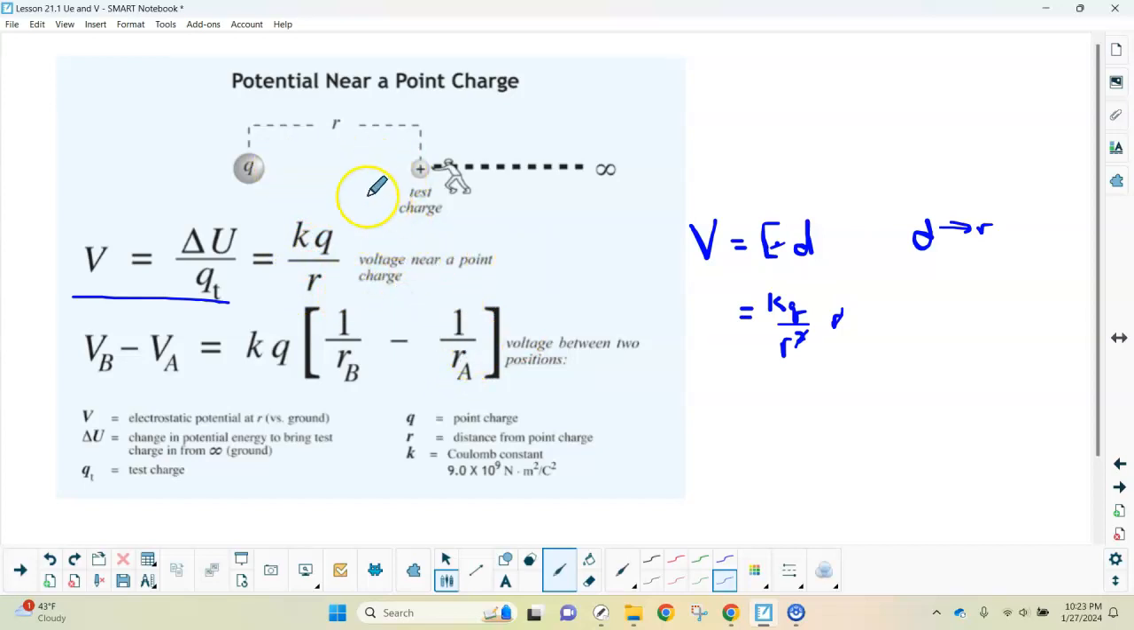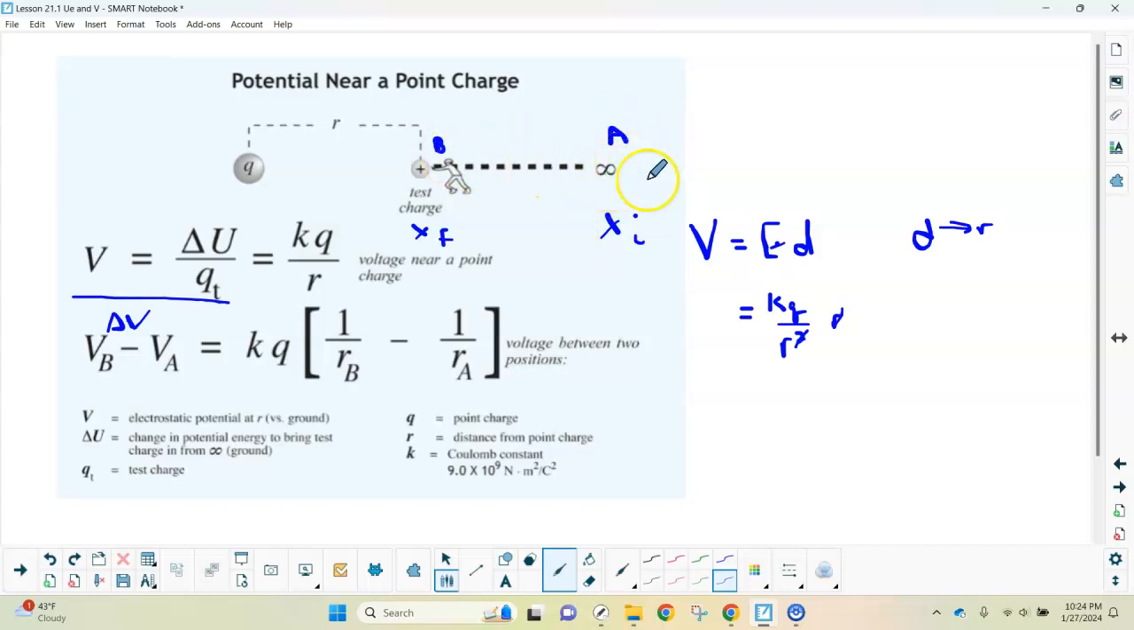And if we wanted to measure from one point to another point, we would just have to know where we start and where we finish. So the change in potential, or triangle V, or the potential difference, they're all the same words, is KQ times 1 over RB minus 1 over RA. So if this is A, the initial, and B, the final, it's the difference in those two.